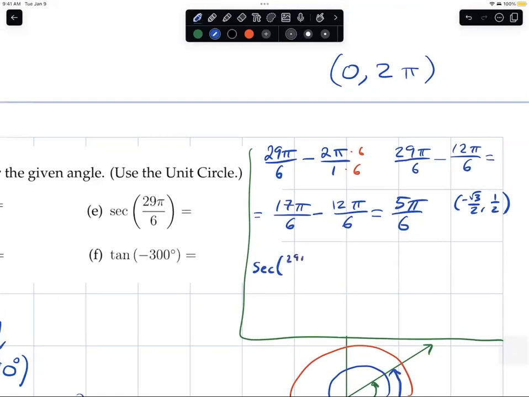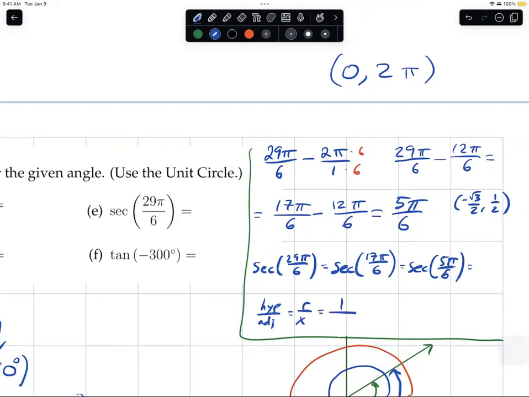Secant of 29 pi over 6, and that is the same as the secant of 17 pi over 6, and that is the same as the secant of 5 pi over 6. 5 pi over 6 is the one that we were able to find on the unit circle. So the secant, remember we said earlier, I think is hypotenuse over adjacent, or r over x. And so r, what is the value of r on the unit circle? 1. So 1 over the x value, negative root 3 over 2.